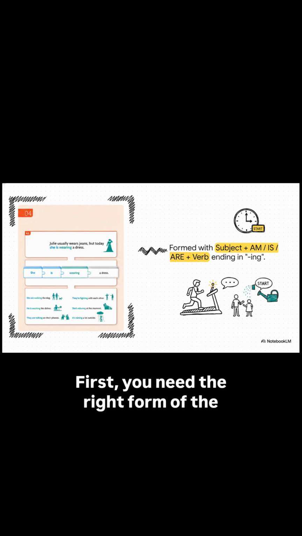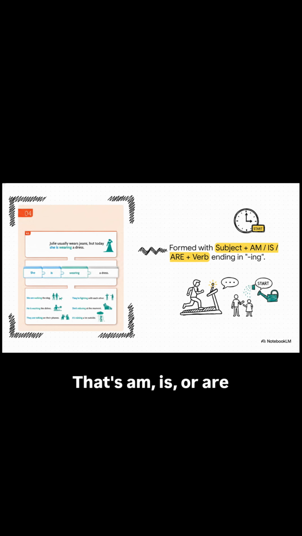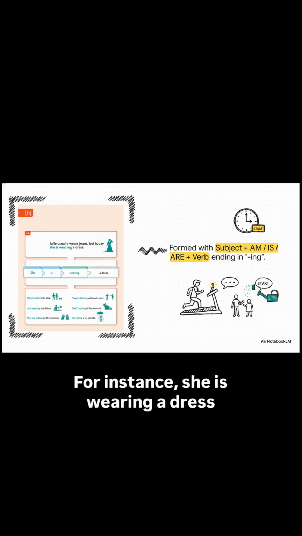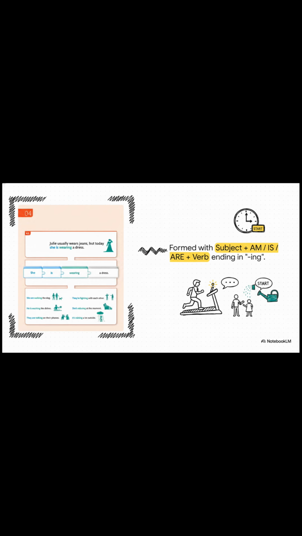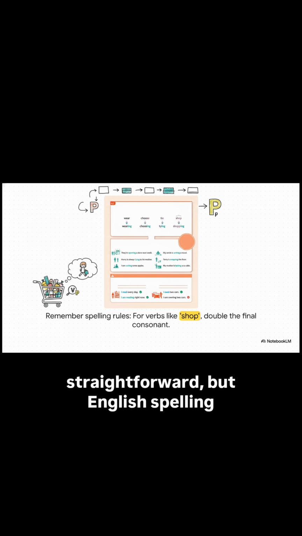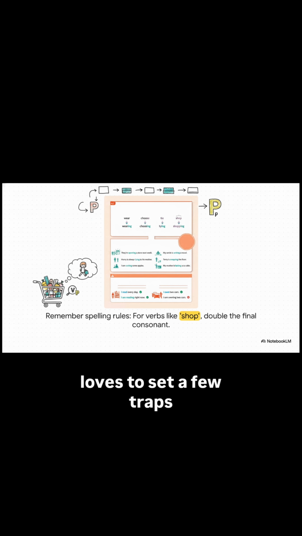The structure here is kind of like a two-part recipe. First, you need the right form of the verb to be. That's am, is, or are. Then you just add ing to your main verb. For instance, she is wearing a dress. Both of those pieces have to be there for it to work. It's a team effort.